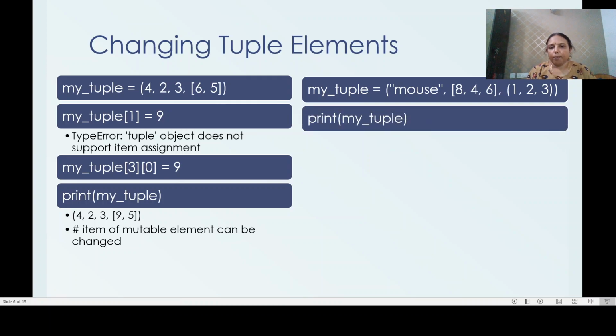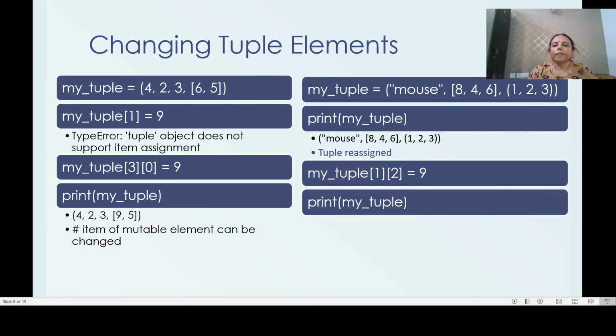So look at this example. I am just printing my tuple. I have reassigned my tuple. Initially it was 4, 3, 2 like that. Now I have reassigned this tuple like this. That is possible, because I am changing the entire tuple. Then look at this one, 1, 2, 2 equal to 9. 1 is a list, so I can change the values. This 6 will be changed to 9.